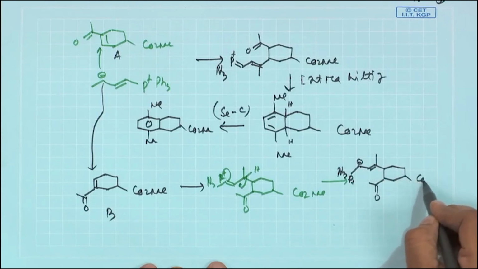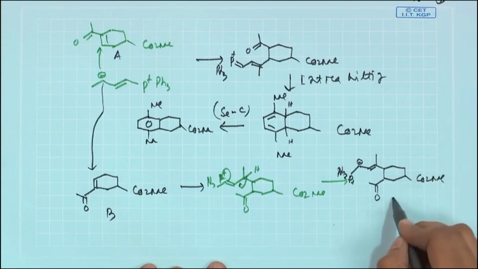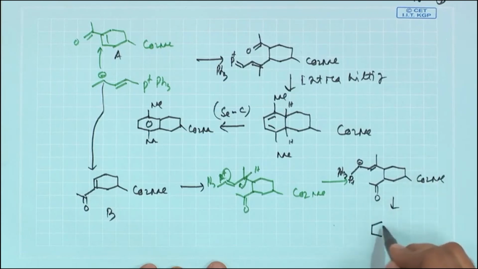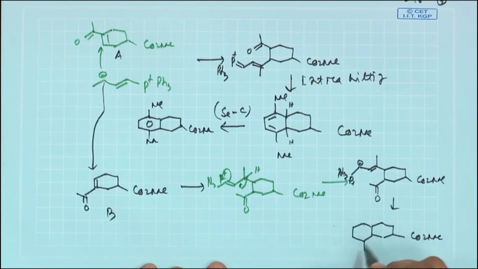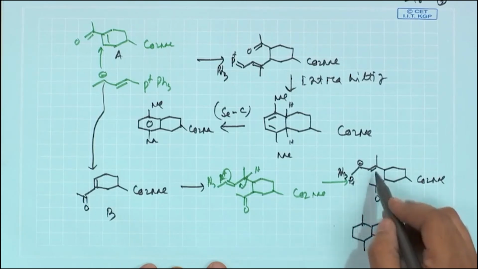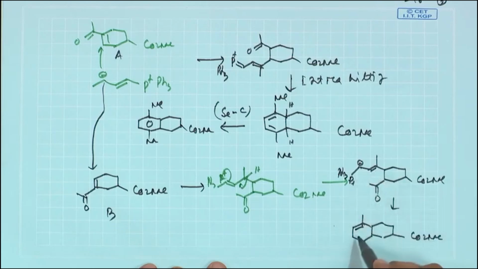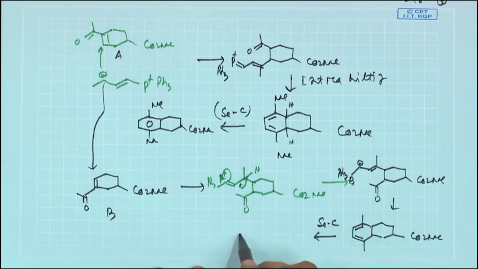So, now if you do an intramolecular Wittig, you get the same compound as earlier: CO2Me, this methyl is here, this methyl is here, this double bond is already there, and you make this new double bond here. So, now these two are similar. Again, with the same selenium carbon, you get the aromatized product.